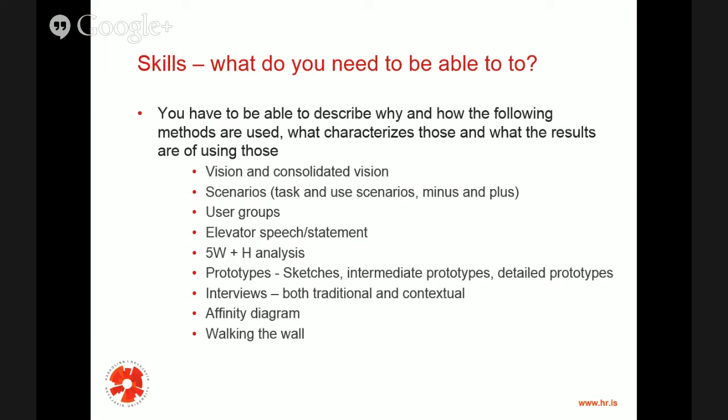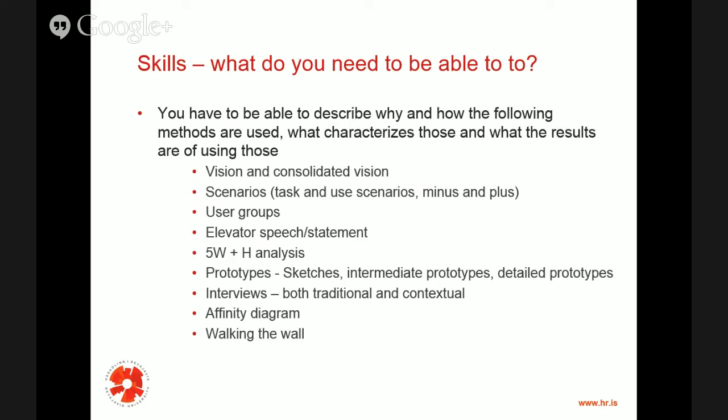Okay. So this could be a typical question, and I will show you some more typical questions afterwards. I would like you to be able to explain what is a vision? What is it that characterizes a vision? What is a scenario, a user group? How do you use these methods? Why do you use them? What is the purpose? How do you use the results? And these are the methods that you have been using in the assignments.